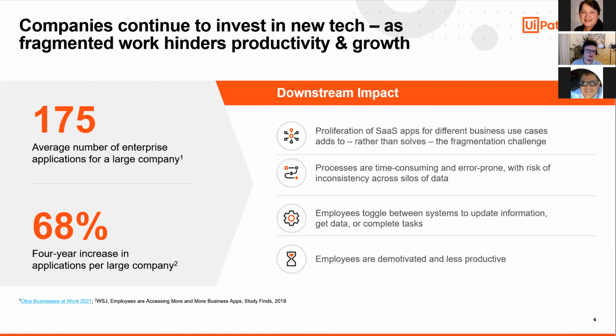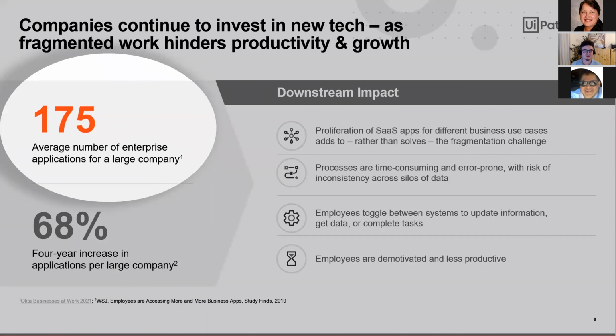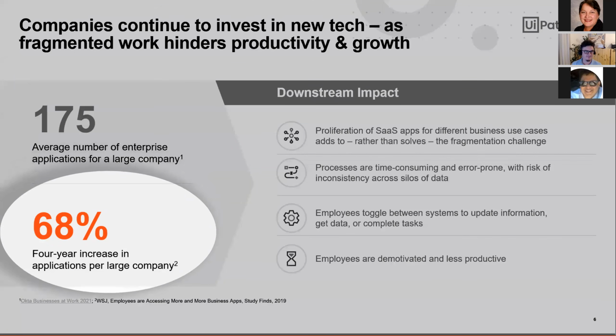175 applications. That's the average number of applications a large company has nowadays. While I did some research for this presentation, I found some older slides from around 2018, where it mentioned 85 apps per large company. So since then, it obviously grew significantly. 175 is the average count of applications in a large company, and that's massive actually. And it still keeps growing. Every 4 years, it's going to increase by 68%.